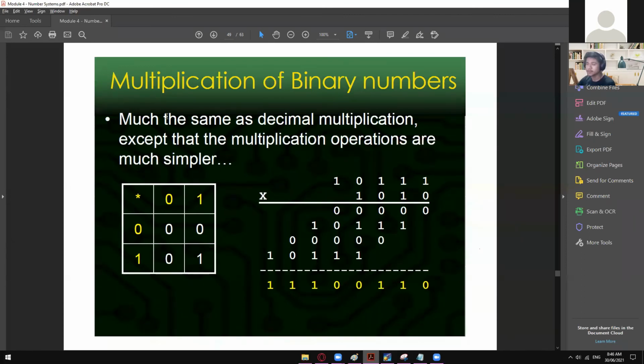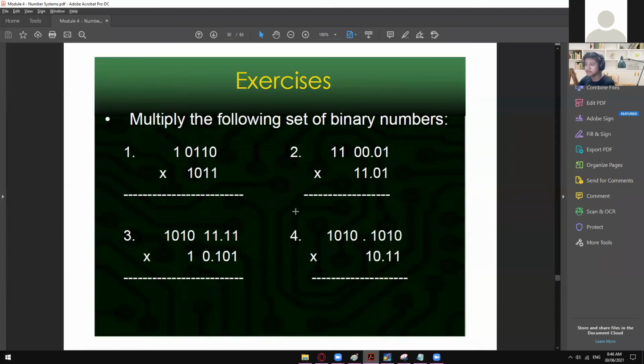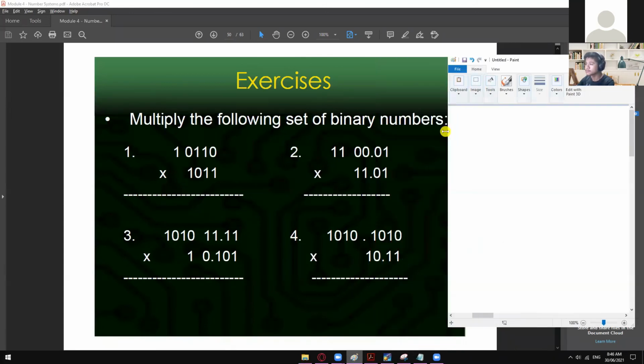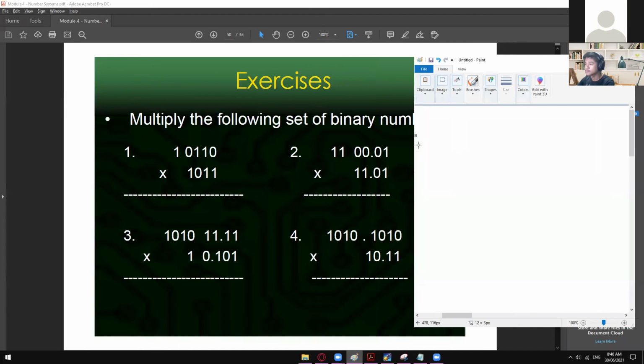So I guess we don't have a problem with multiplication of binary numbers. So let's have one exercise. So let's get this one. This is number 4 right here. Okay, so 1010.1010, and then it's 10.11.